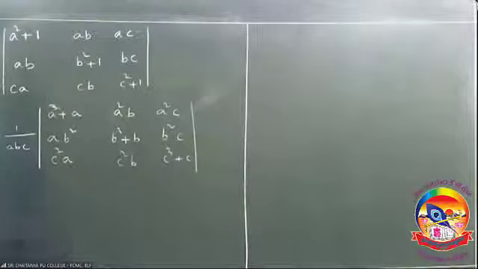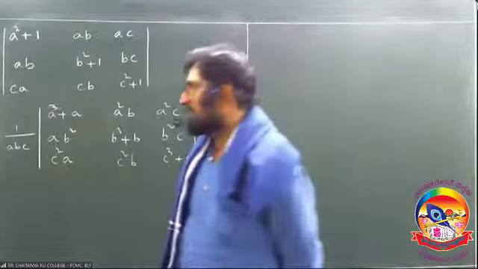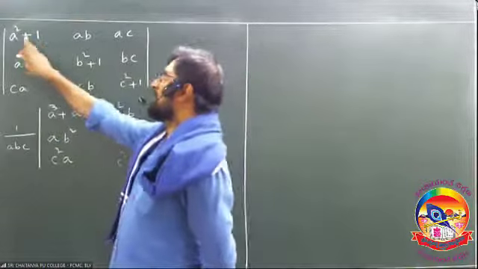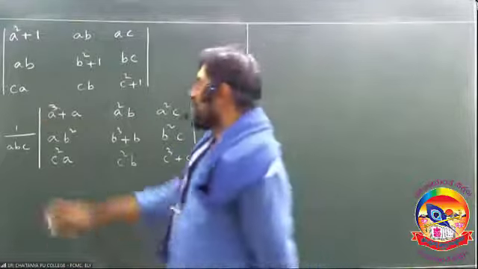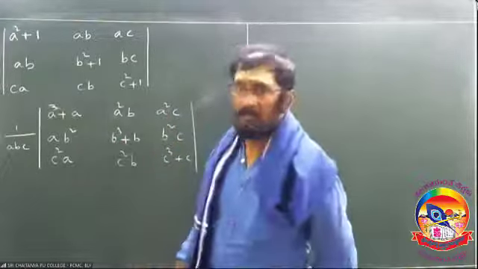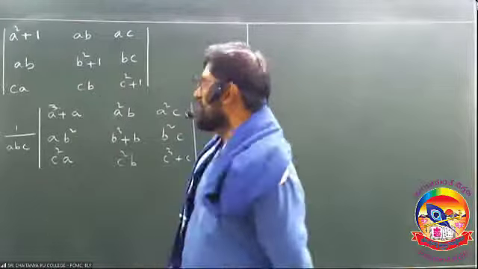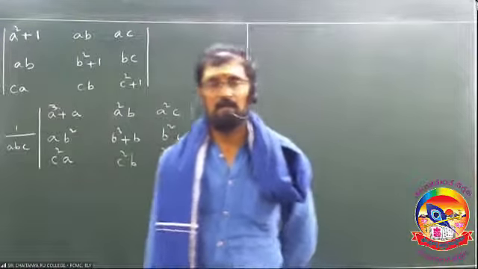I am repeating this step. Multiply entire row by a. If you multiply entire row with a, obviously you should divide it. So 1 by a is here and I multiply it: a cube plus a, a square b, a square c. Am I right? Now a b square, b cube plus b, b square c, right? Now c square a, c square b, c cube plus c, and I divided with a, b, c simultaneously. I think you got it, right?